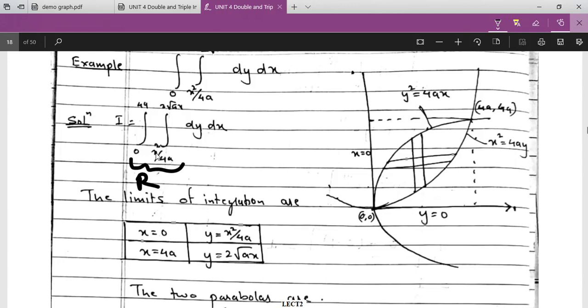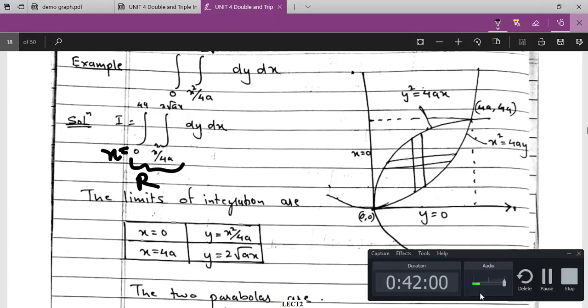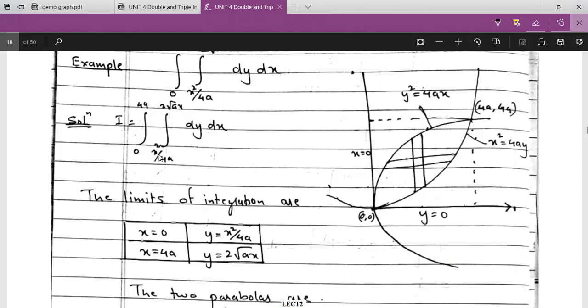Now this is in terms of y is equal to, and this is x equal to. See here, the first thing is you need to draw a rough sketch. The limiting values are x square divided by 4a and 2 square root of ax, x from 0 to 4a. So I can write this as y is equal to x square divided by 4a, and y is equal to 2 square root of ax. Now this 4a, I will take it here, so this is x square is equal to 4ay.